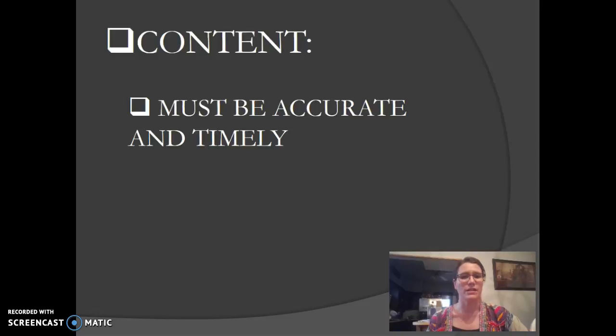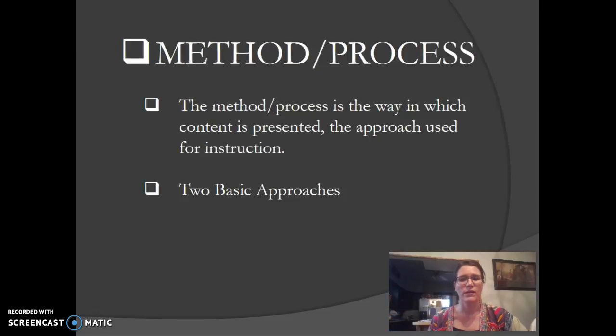The third is the content. The content must be accurate and timely. It should also be relevant and useful to students in their lives. The fourth is method and process. The method and process is the way in which content is presented, the approach used for instruction. There are two basic approaches to this: creating a classroom structure and instructional method that provides for optimal motivation, engagement, and learning, and helping the student to develop tools that will enable him to be self-regulated.